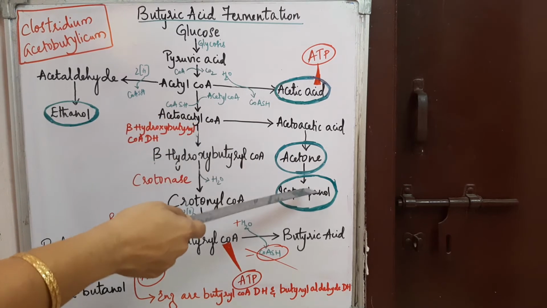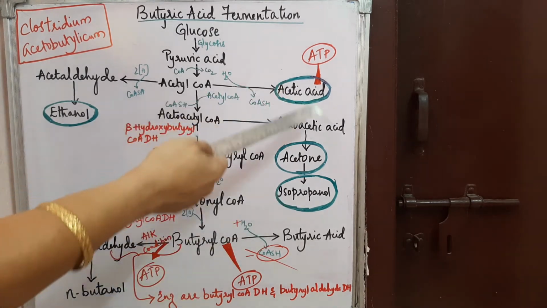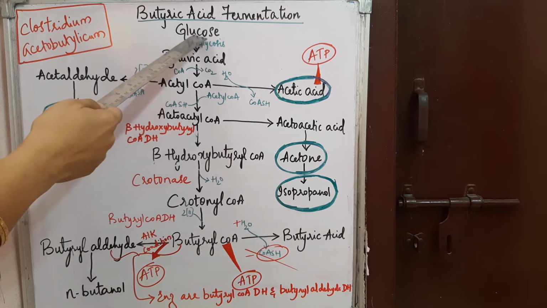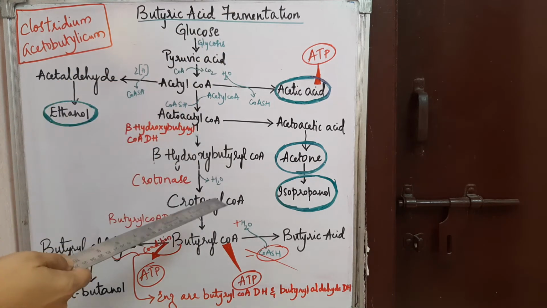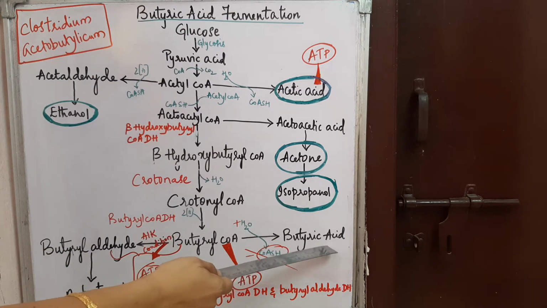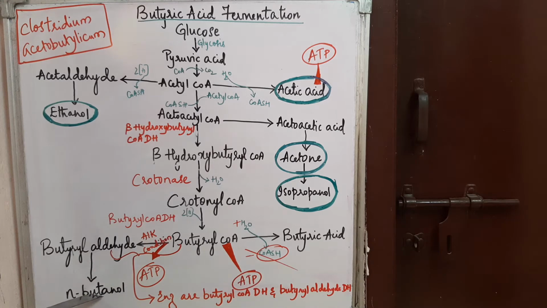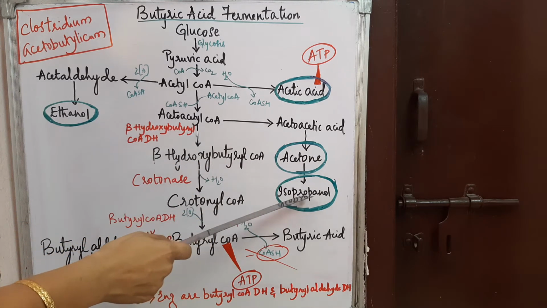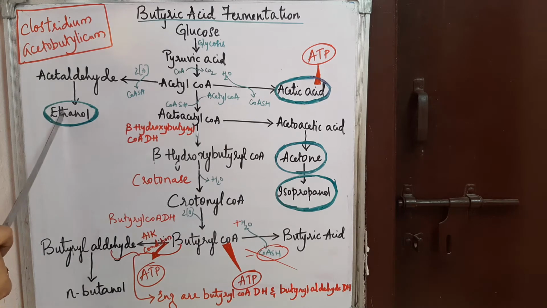Now these 4 are not required, but they are coming out as byproducts when glucose is being broken down. Okay, we require butyric acid and N-butanol in this pathway. Apart from that, these are the 4 byproducts which are also released: acetic acid, acetone, isopropanol and ethanol. Now we're going to get inside the pathway.